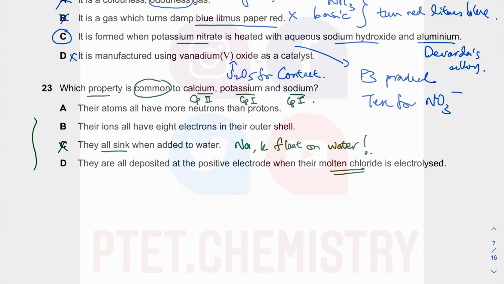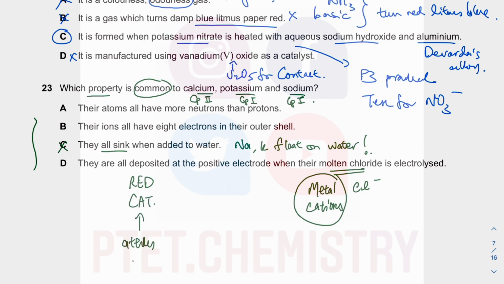When you have the molten chloride, you just have the Cl minus, and then you have the metal cations, which in this case are calcium 2 plus, K plus, and Na plus. And we have reduction at the cathode. Cathode attracts cations. Cations are positively charged, so the cathode is negatively charged. So this is wrong. Metals are deposited at the negative electrode, which is the cathode, because you reduce the metals at the cathode.